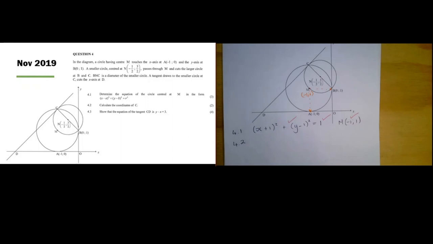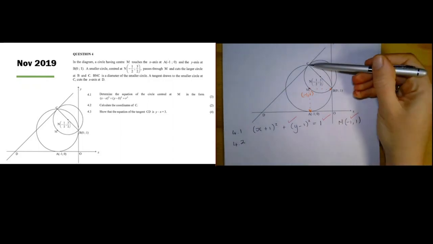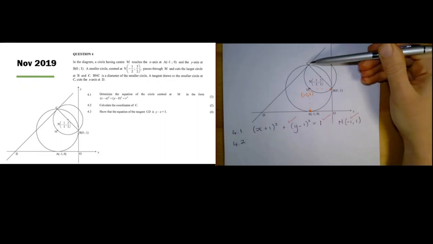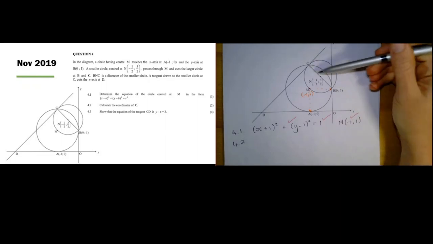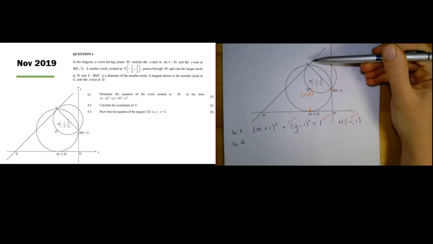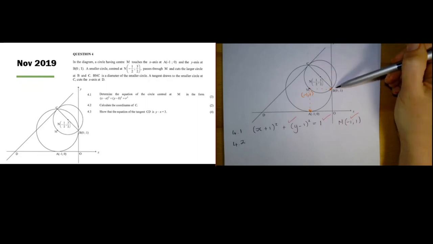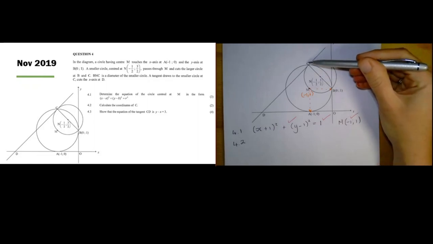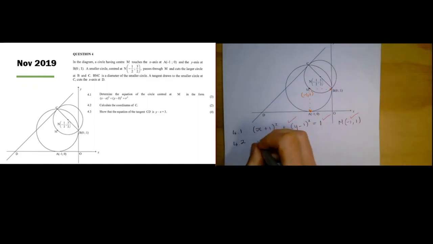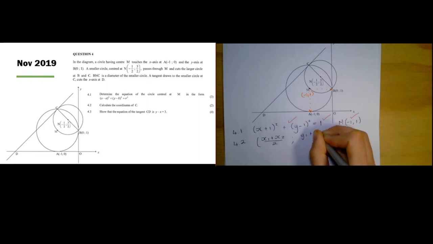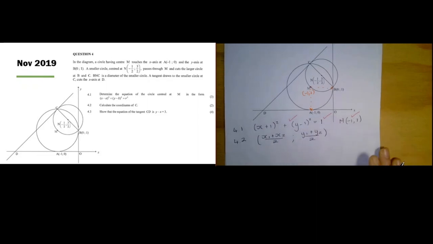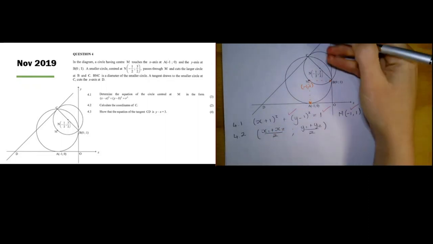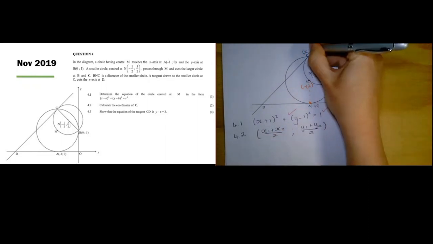4.2. Calculate the coordinates of C. So now I have to get the coordinates of C. What I can do is use the fact that they told me that CB is the diameter. We know N is the middle, so I can use the midpoint formula in reverse. How does the midpoint formula work again? (x1 + x2)/2 and (y1 + y2)/2. I'm going to do the x's first. So I'm going to call this x and y.